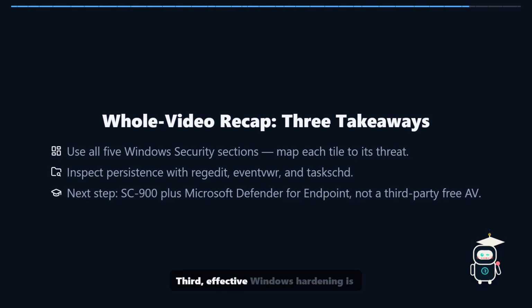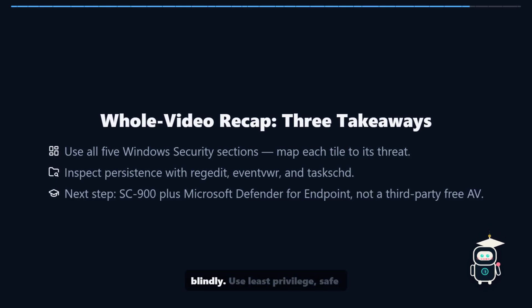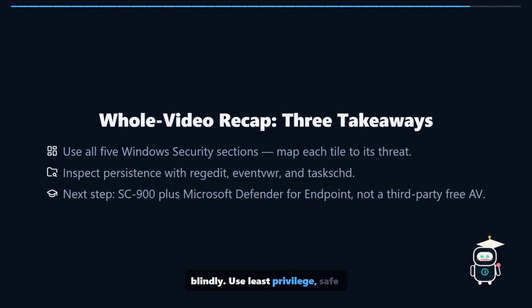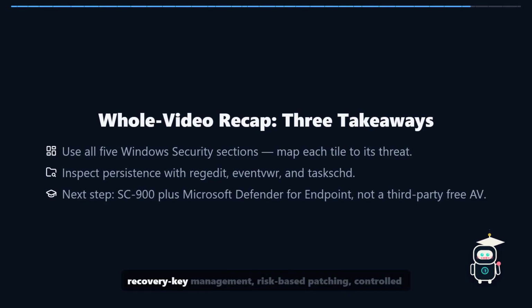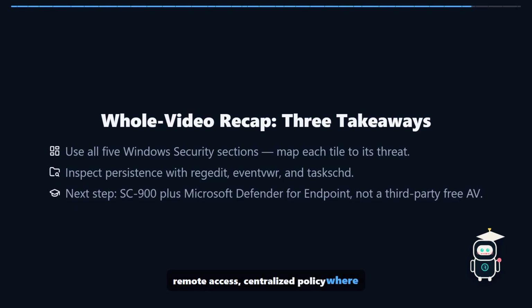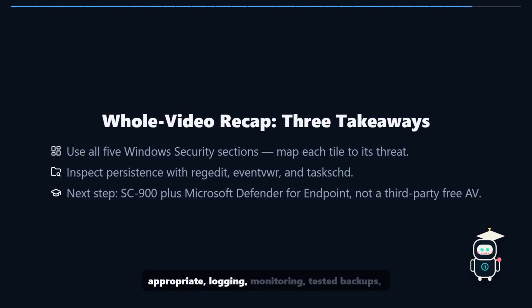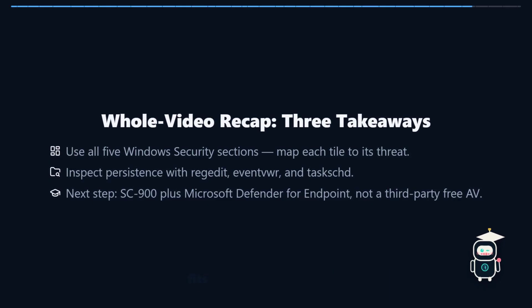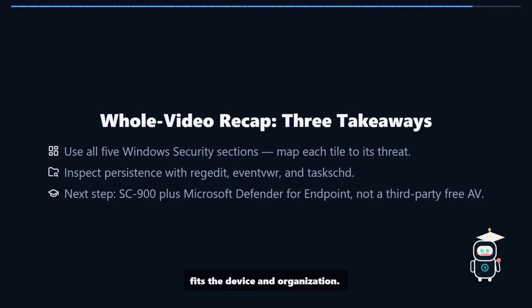Third, effective Windows hardening is not a checklist you apply blindly. Use least privilege, safe recovery key management, risk-based patching, controlled remote access, centralized policy where appropriate, logging, monitoring, tested backups, and a response process that fits the device and organization.